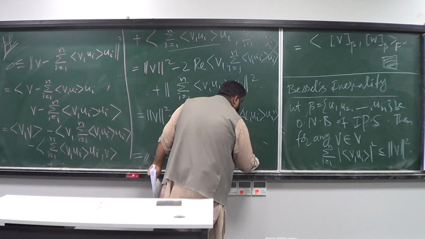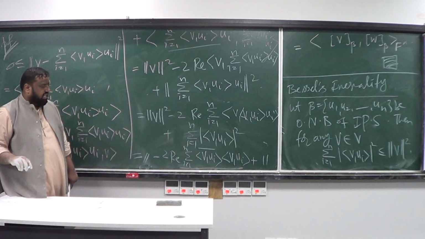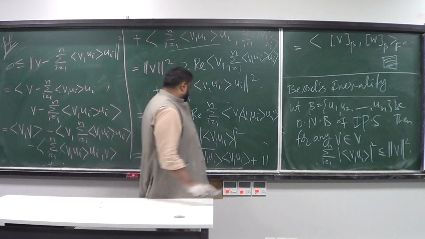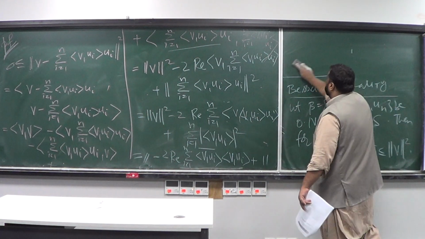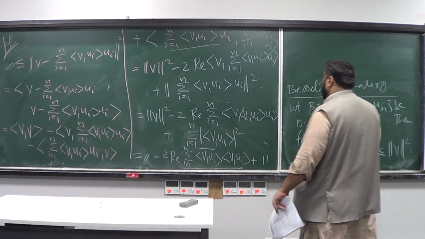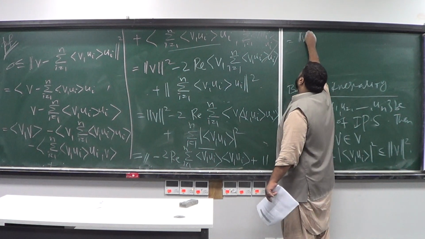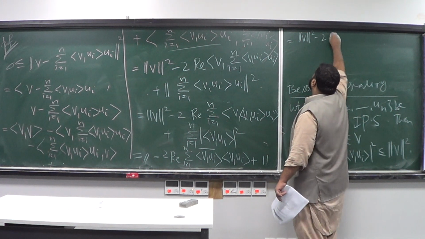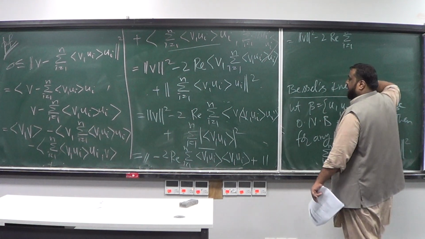VUI plus the third term, that is this term actually. Now what is the product of a complex number with its conjugate? The product of a complex number with its conjugate is really the magnitude of its square. So you're going to have the norm of v square minus 2 times the real part of the sum that goes from i equal to 1 to n, okay?